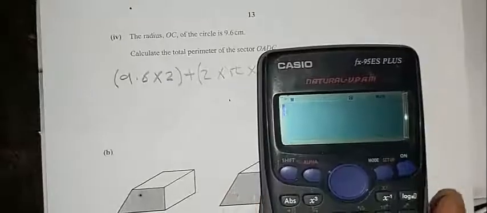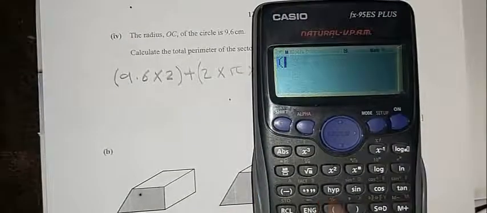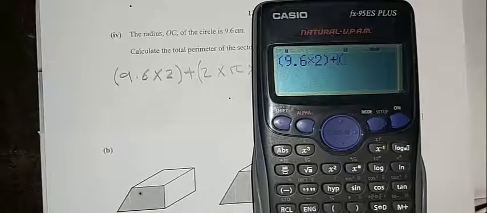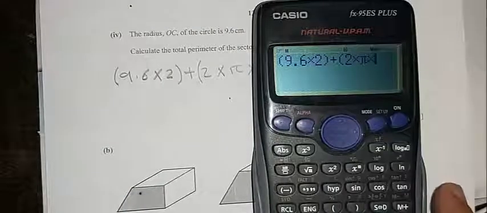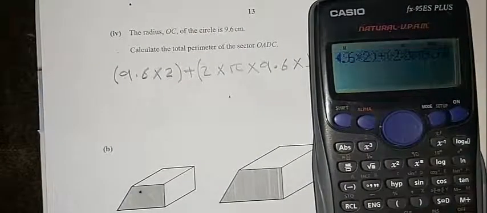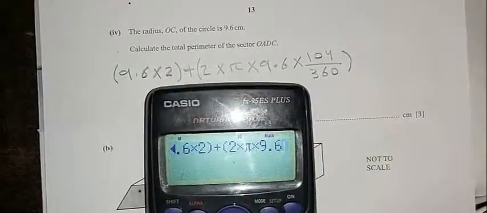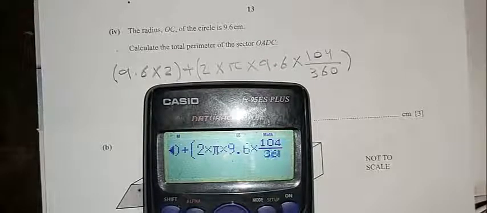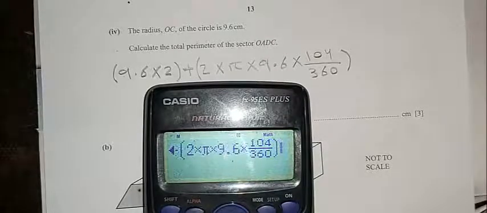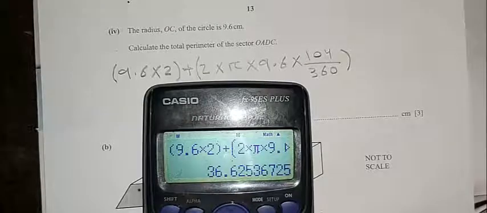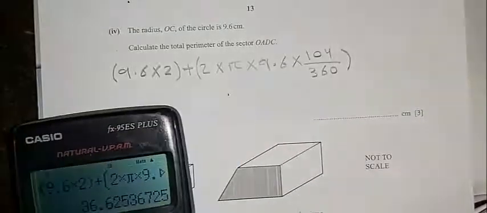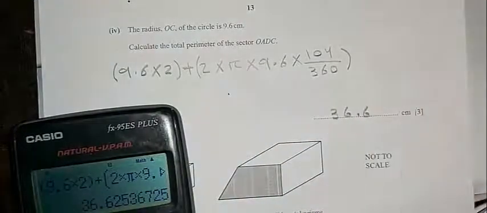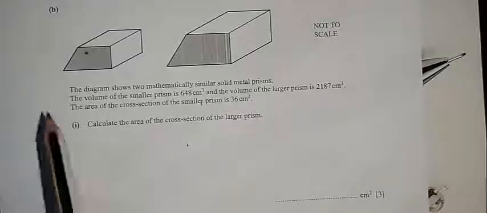Okay, we will calculate it here: 9.6 times 2 plus 2 times pi times 9.6 times 104 over 360 is equal to 36.6, to 1 decimal place.